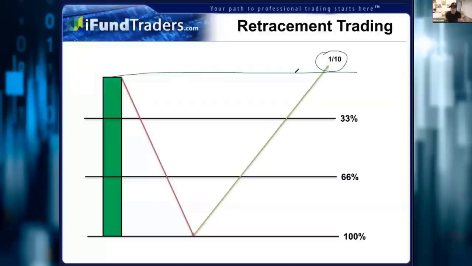You're not going to see the stock capable of returning all the way back after erasing all of its strength. So this is the 100% pullback. And then after that, the attempt to move up, 1 out of 10 times that move up will go all the way back. It's a very low odds move back.